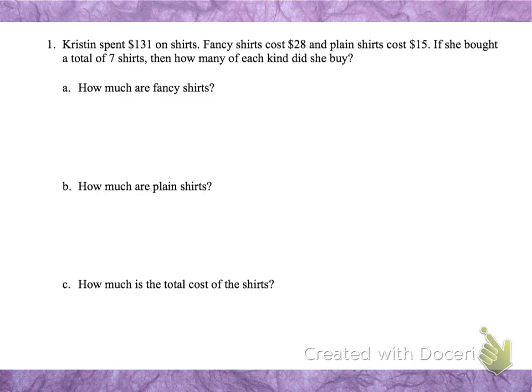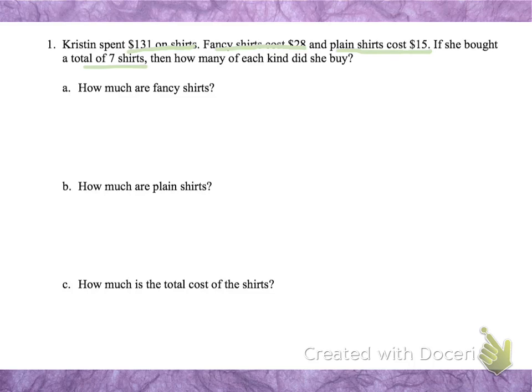Kristen spent $131 on shirts. Fancy shirts cost $28, plain shirts cost $15. If she bought a total of 7 shirts, then how many of each kind did she buy? Okay, so she went shopping and she wants to know how many of what she bought. So she spent a total of $131 on shirts. Fancy shirts are $28, plain shirts are $15, and she bought a total of 7 shirts.